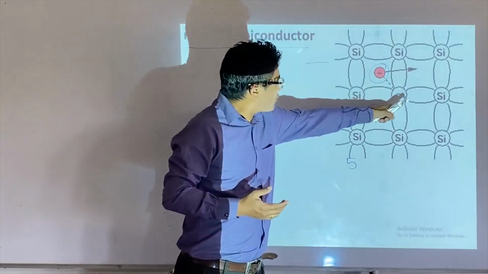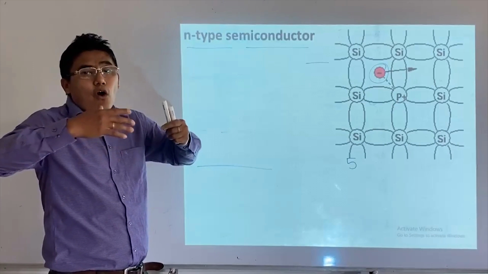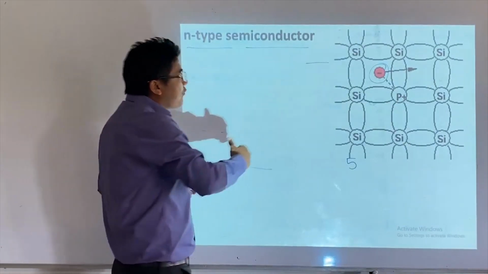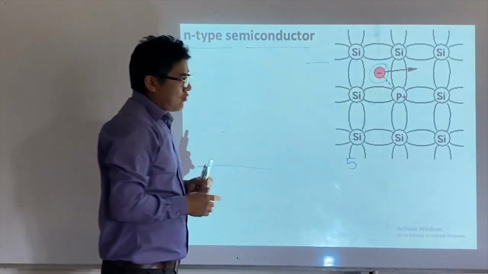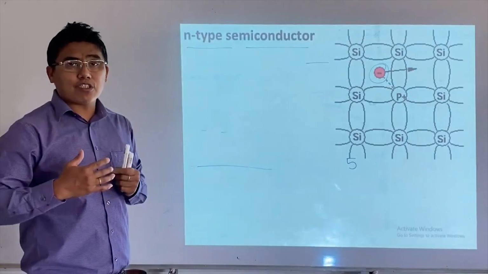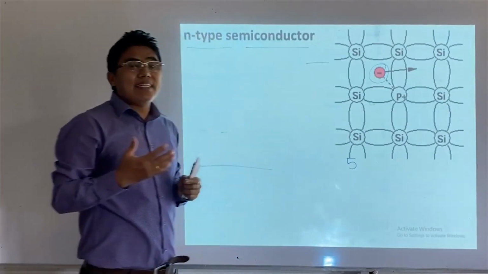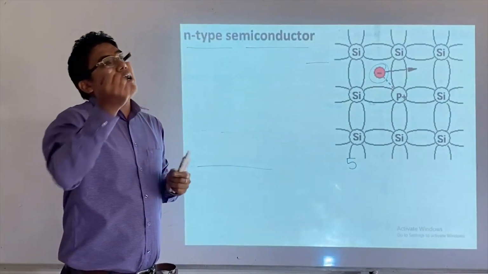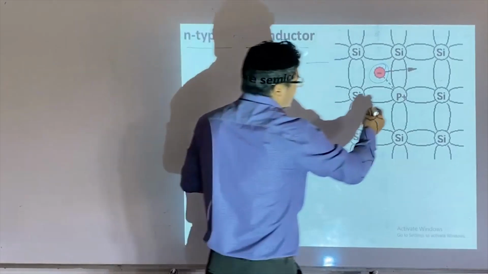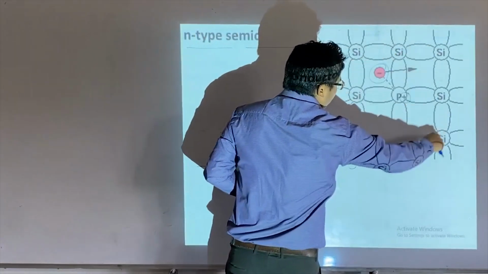4 phosphorus electrons join with the 4 neighboring silicon atoms, forming strong covalent bonds, and the 5th electron of phosphorus becomes less bound to the phosphorus nucleus. So therefore this has a higher energy, and this can easily get into the conduction band or the lattice space. So therefore we put this as a plus.